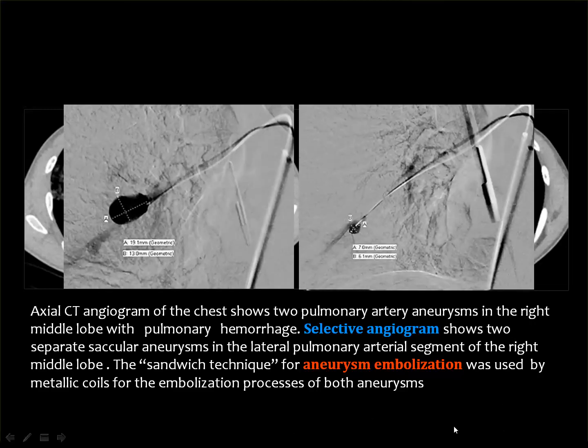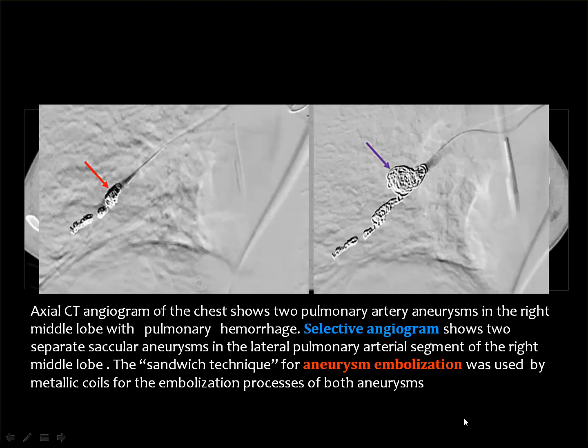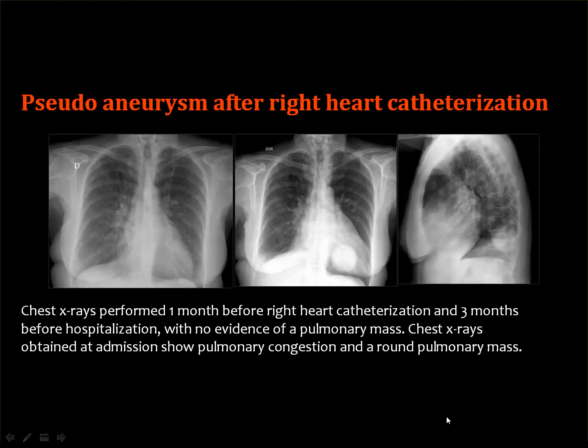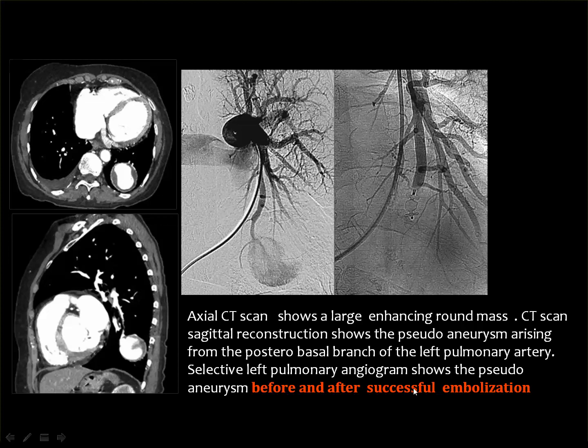The usual treatment is to embolize these aneurysms, and this is the larger one and there is a smaller one. Both are occluded with steel coils. This patient had a pseudoaneurysm after right cardiac catheterization. This is the initial film. You got normal appearance, and this opacity, which is located posteriorly, as you see in the lateral view. The CT angiography confirmed the diagnosis that this is an aneurysm with mural thrombosis, and the selective pulmonary angiogram showed the site of the aneurysm, and this is the post-embolization image.